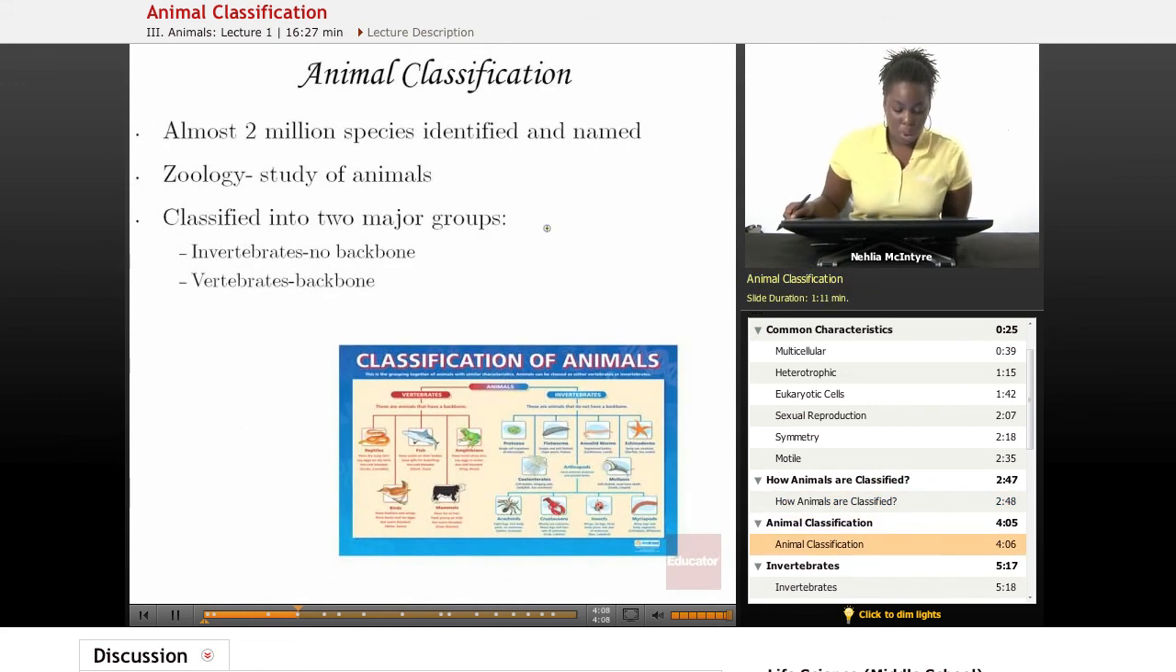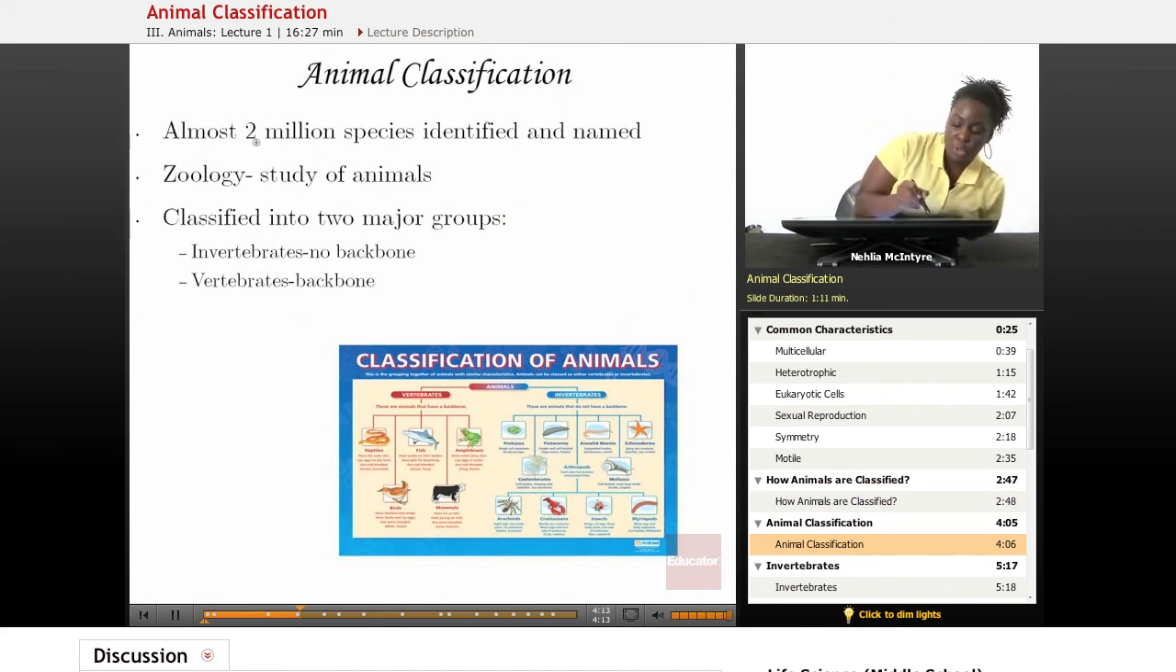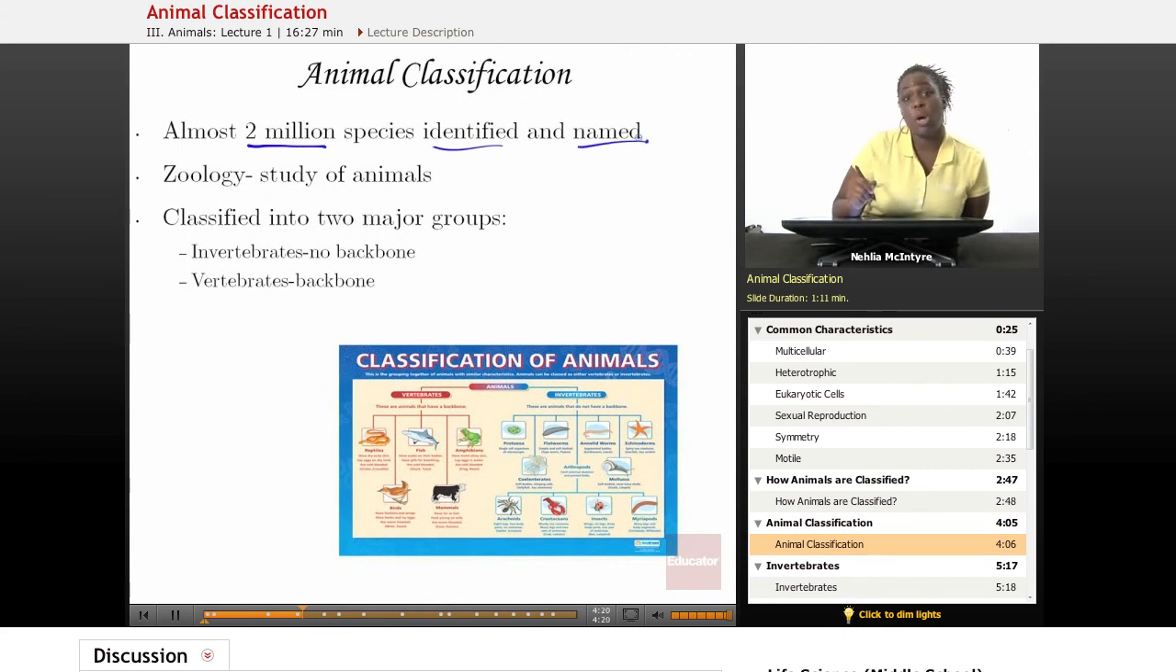Let's go into more detail about animal classification and why it's important. There's almost 2 million species of animals that have been identified and named. However, we have so many more animals that we have yet to find out about and identify and name. So some scientists claim that there's close to 30 million more species of animals that still need to be identified. It's a possibility. So it's important that you understand how animals are classified.